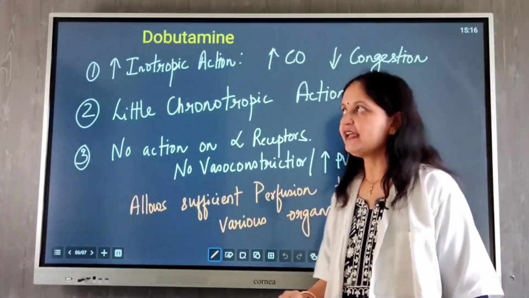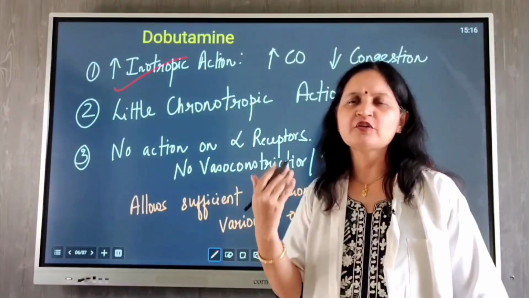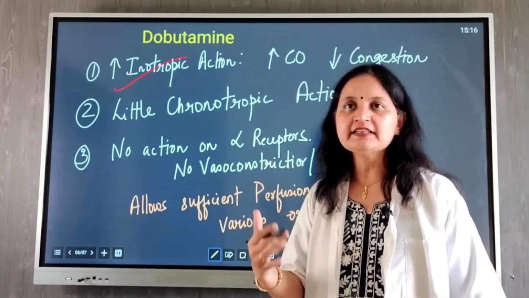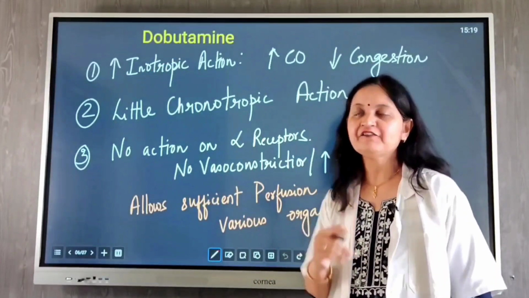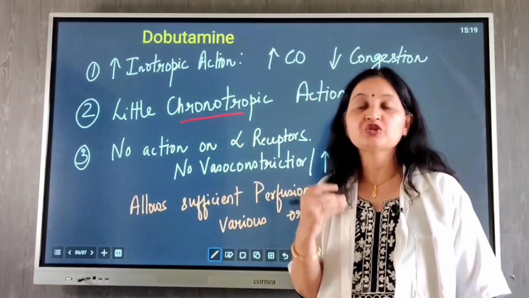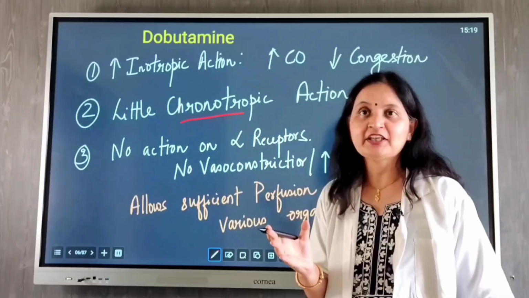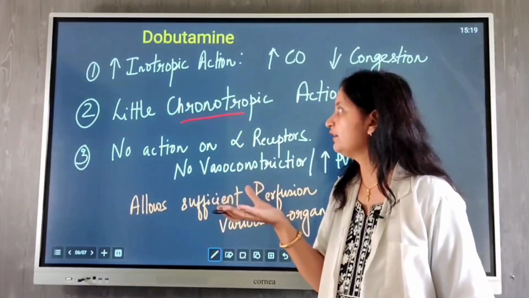So what are the effects? Dobutamine acts as a positive inotropic agent, increasing the force of contraction, cardiac output increases, ejection fraction increases like other catecholamines. So negligible or little effect on heart rate, little chronotropic action, and this is an advantage over other catecholamines such as epinephrine, which stimulates the beta-1 receptors, increasing the heart rate, and workload on the heart increases.